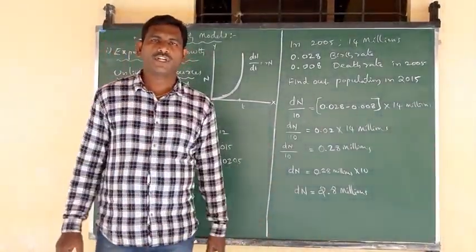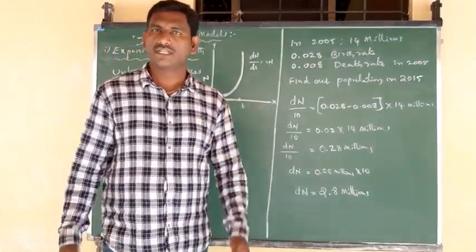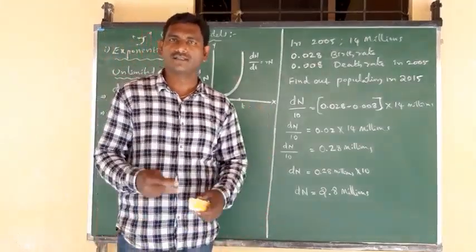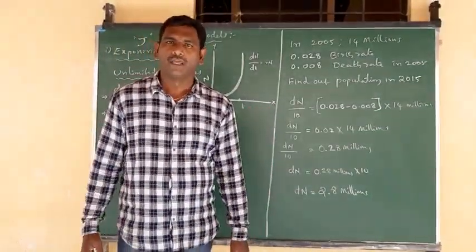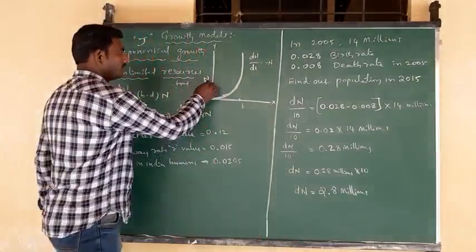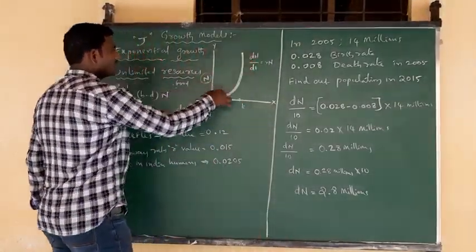So exponential growth explains that within a short period of time, if resources are abundant, the number of organisms immediately increases. And finally, when we plot the population density with time, it forms a J-shaped curve.